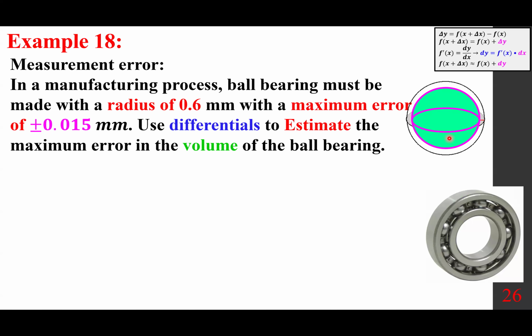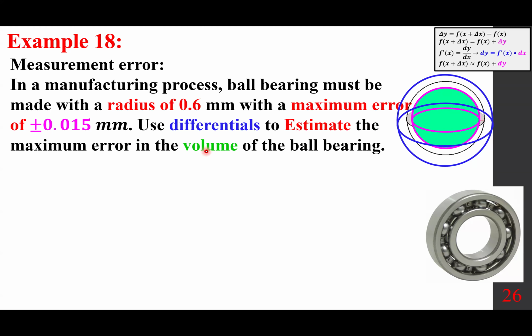So if it's a little bit less by this much is fine. If it's a little bit more by this much is fine and it works. So R is supposed to be 0.6 millimeters. This is delta R or dr. Delta R equals dr equals plus minus 0.015. And as I mentioned, a spherical shape, see, ball bearings are in the shape of a sphere. They have a volume of 4/3 pi r cubed. So use differential to estimate the maximum error in the volume.